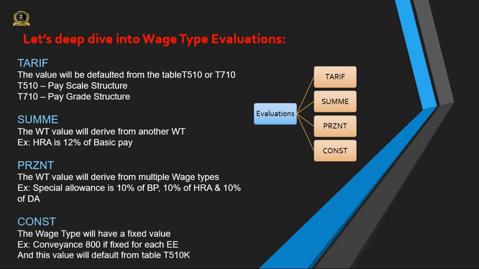Present. Now, this is where it gets fancy. Special allowance could be 10% of basic pay, 10% of HRA, and 10% of DA. Const. Sometimes, a wage type carries a fixed value. Like conveyance might always be a solid $800, fetched from table T510K.